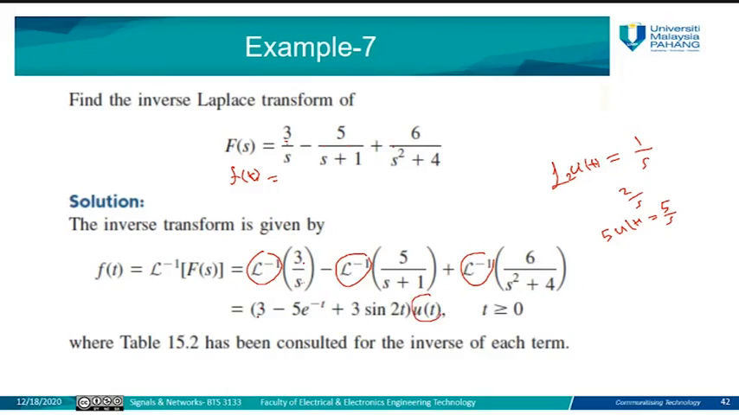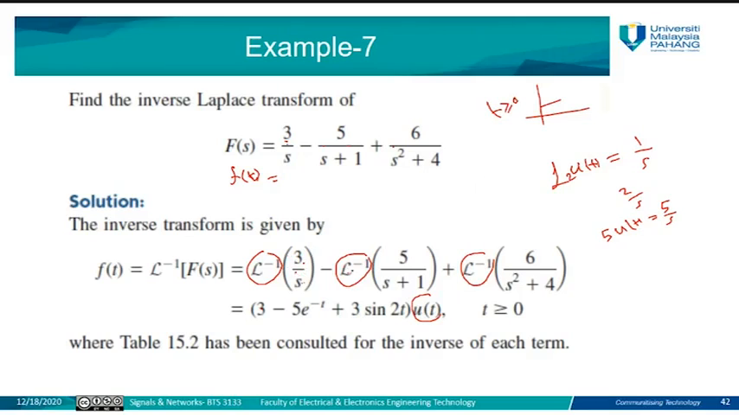And usually when we find the inverse, we need to multiply by u(t) because we know all the values of the Laplace are greater than 0. There is no value for the Laplace before 0. So we are talking about u(t) here, which means the function is greater than or equal to 0. So this is for the first part.